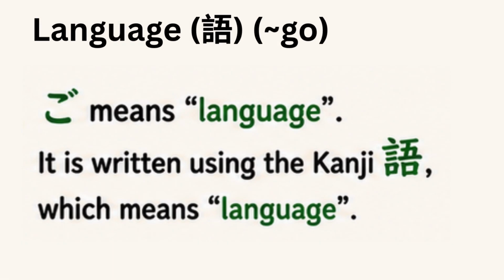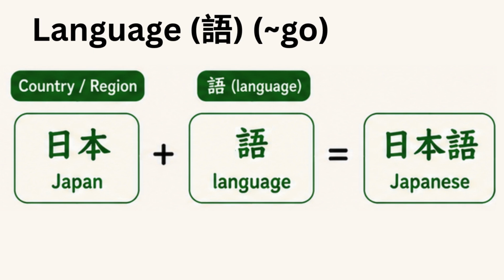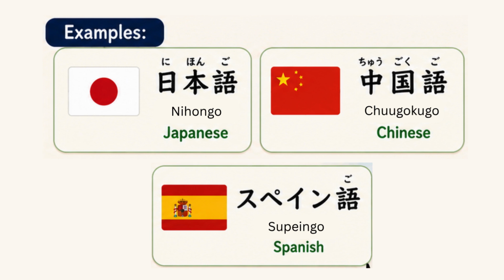Now, let's talk about the language. To talk about languages, we use 語. Go means language. So when added to a country or region, it often means the language of that country or region. Examples. 日本, Japan, 日本語, Japanese. 中国, China, 中国語, Chinese. Spain, スペイン語, Spanish.